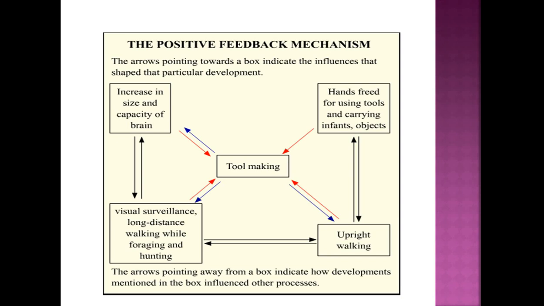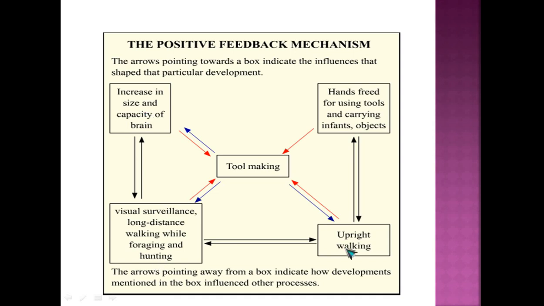Then positive feedback mechanism. Can you see this diagram in your textbook also? The arrows pointing towards a box. This particular arrow indicates the influences that shaped that particular development. So it is an output. It is reversed also. For example, the increase in size and capacity of the brain led to this. And this also led to the increase in capacity and size of the brain. It is a kind of cyclic, a vicious cycle, you can say. Because of this, this happened. And because of this, development of this also took place.